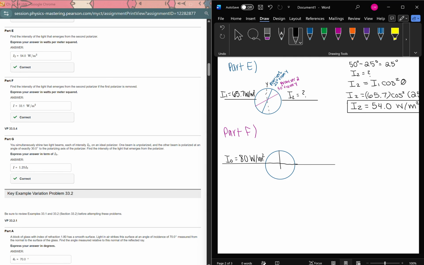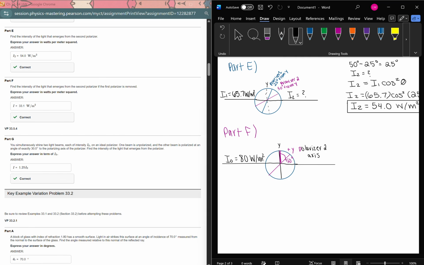So that's the original, and then the beam is going to be at full. It's going to be here, and then it's 50. Assume maybe around here, it's going to be 50 degrees. So this is polarizer 2.